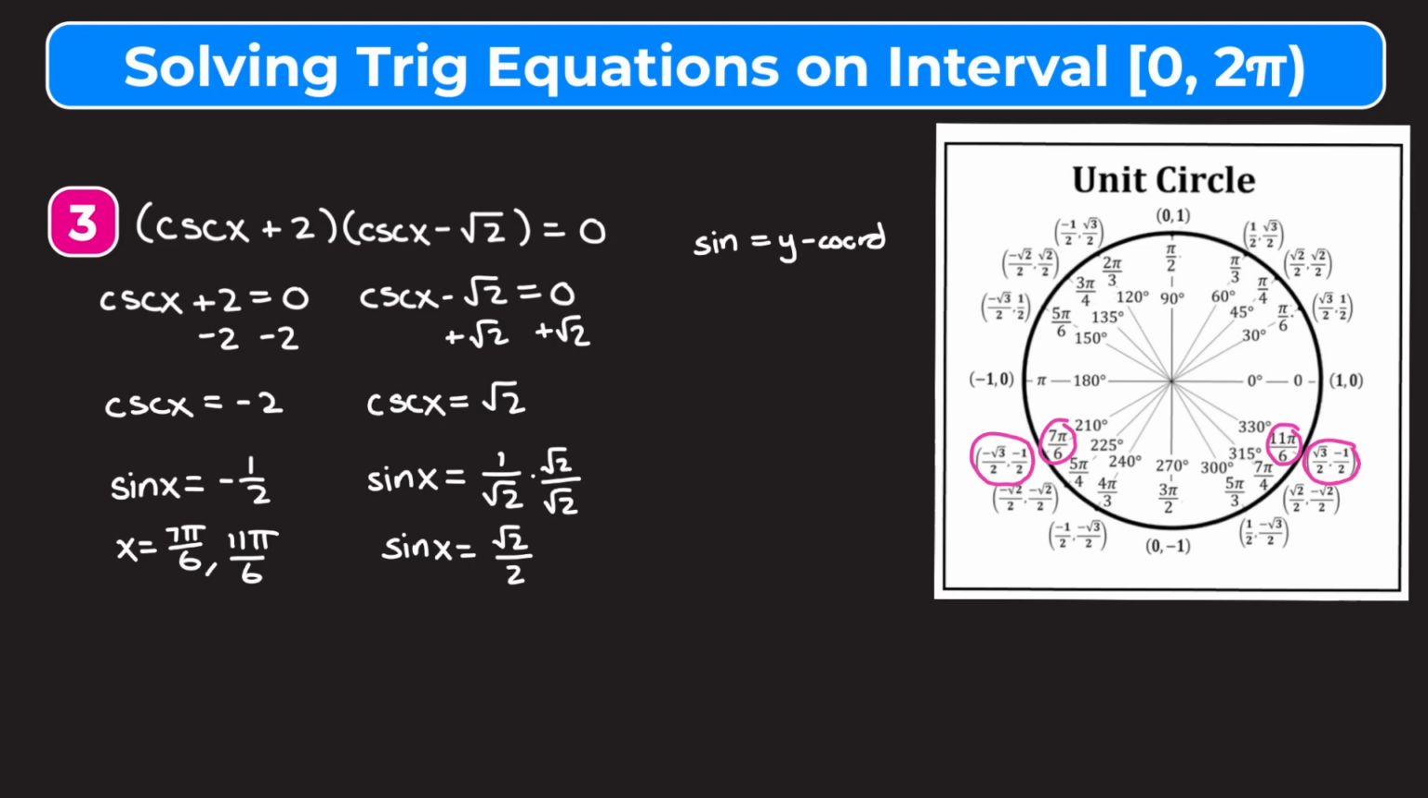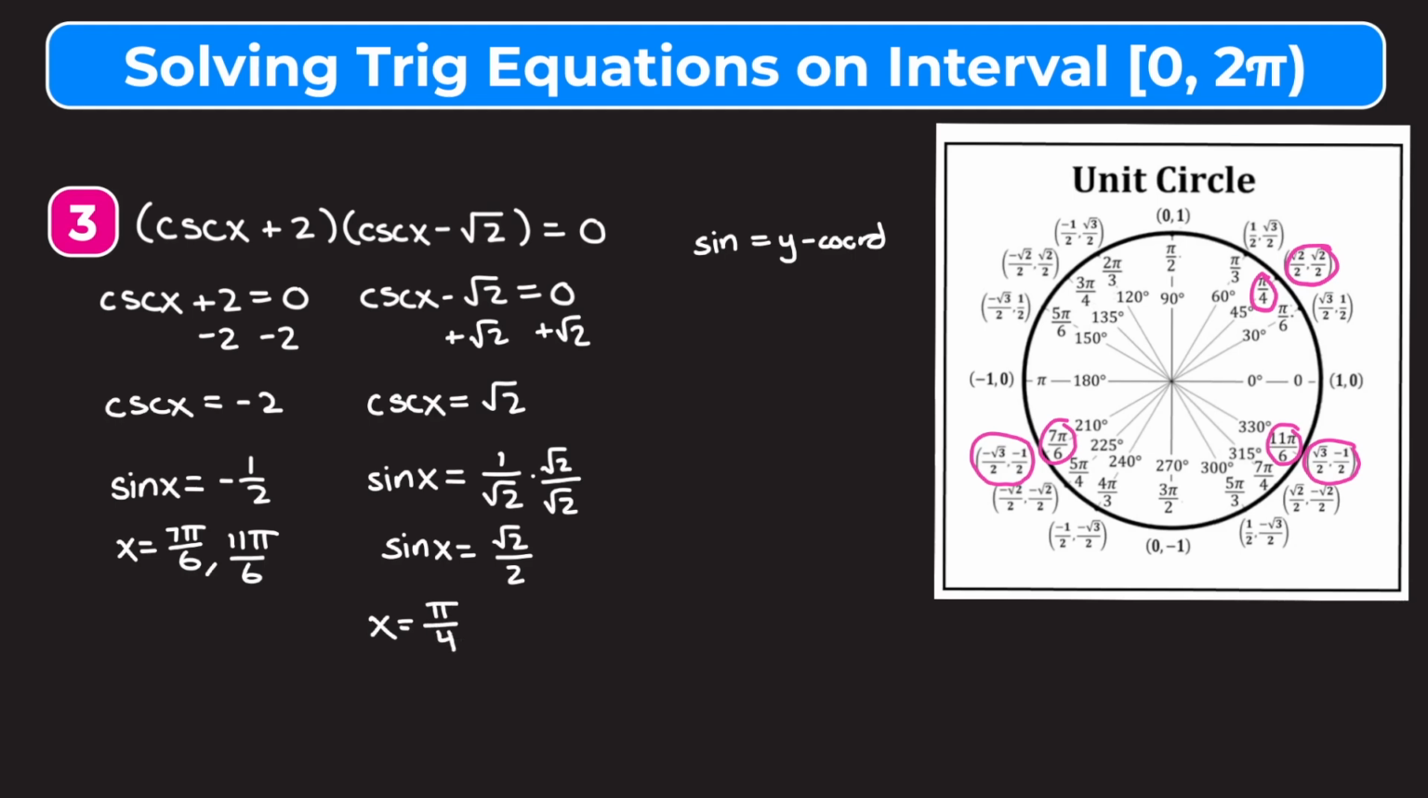We'll do a similar thing for sine of x is equal to root 2 over 2. We want to figure out when is the y-coordinate positive root 2 over 2. So because we're looking for a positive y-coordinate, we're only looking in quadrants 1 and 2. And if you look, we should get pi over 4 as one of our angles. So we're going to write x is equal to pi over 4.